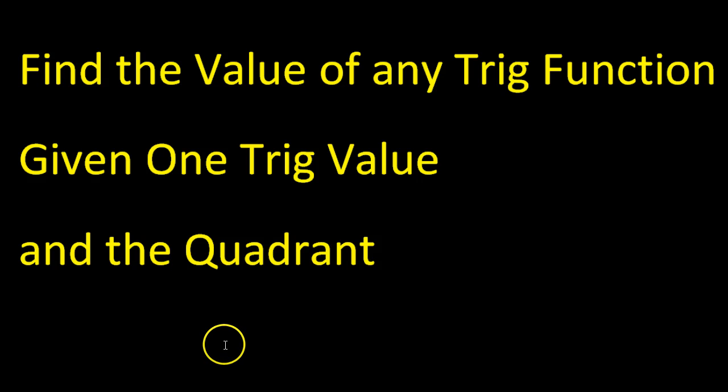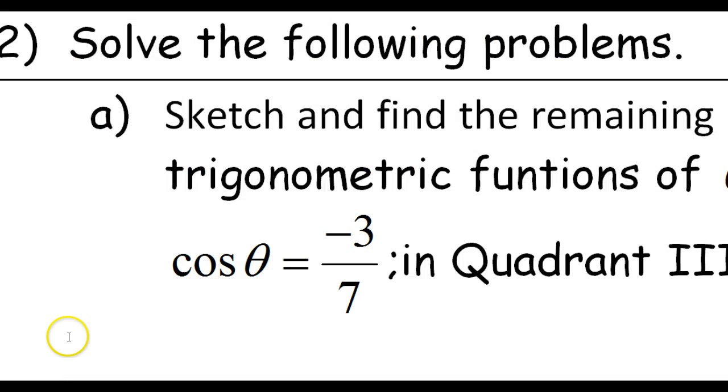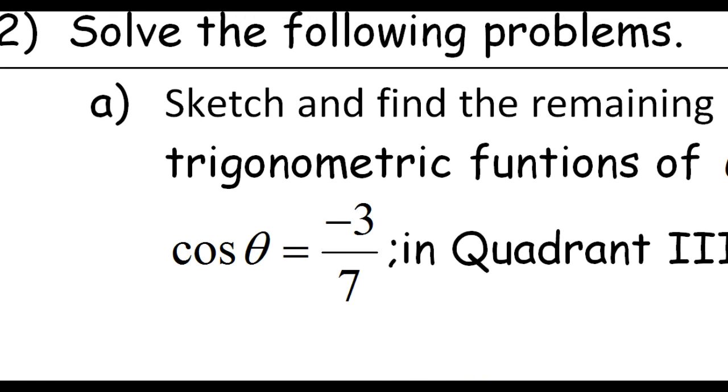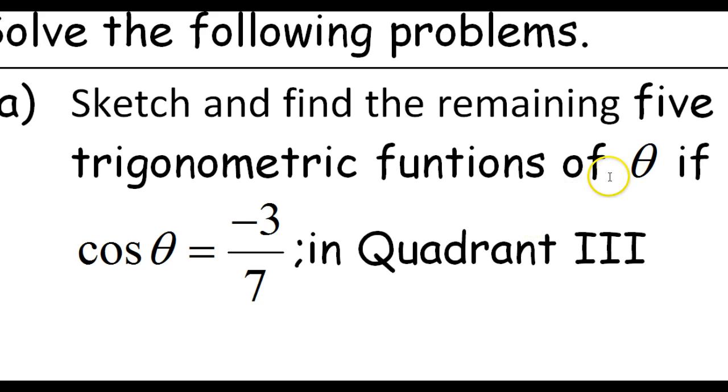In this video, we will learn how to find the value of any trig function given one trig value and the quadrant. This would be the quadrant of the terminal side of the angle. Alright, so for problem number 2 here, we're supposed to find the remaining 5 trig functions of theta if cosine theta equals -3/7, and we know we're in quadrant 3.